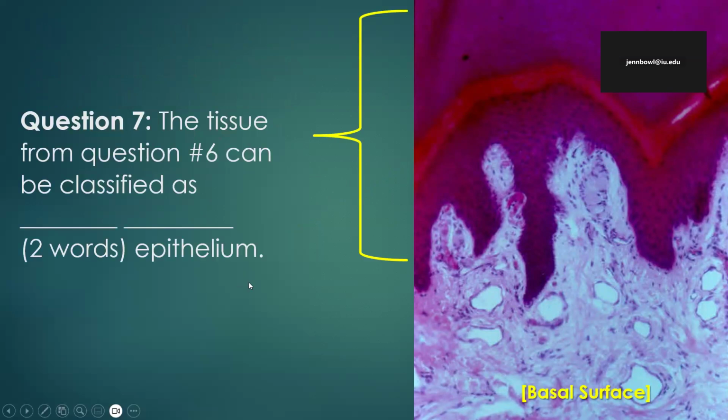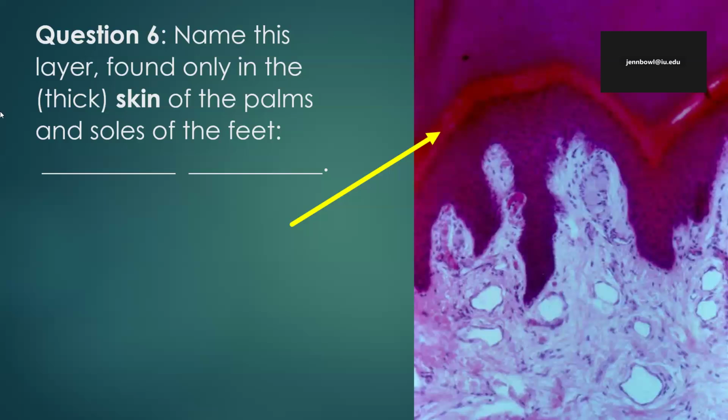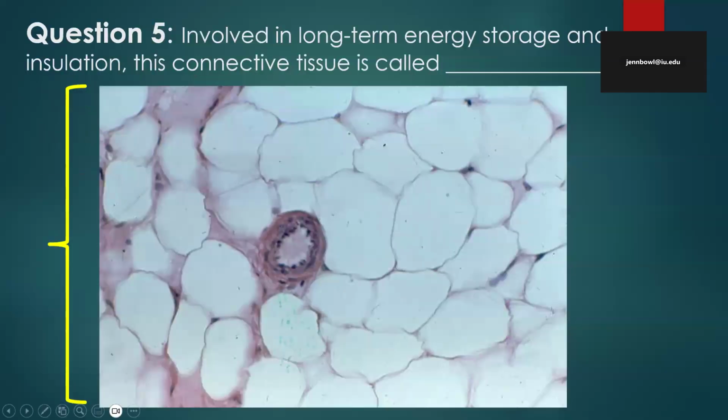And then the follow-up here is question 7. This tissue can be classified as blank blank epithelium. So this is going to require you to understand that we have multiple layers of stratified epithelium. So in this case, it would be stratified squamous epithelium. Okay. This is involved in long-term energy storage and insulation. So if you can't tell right off the bat, this is adipose tissue. We can confirm because we know adipose tissue is for long-term energy storage. It has all those lipids stored in that big vacuole.